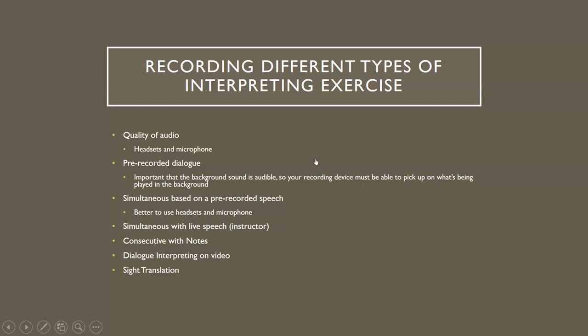You might have a simultaneous interpreting assignment based on a pre-recorded speech. We really encourage people to use headsets and microphones for better quality simultaneous. It also helps you concentrate better and listen to the original speech better as well. You might have simultaneous with live speech from the instructor or classmates or other folks, consecutive with note-taking. Sometimes instructors will ask you to do dialogue interpreting on video, so you'll be asked to record a video of yourself playing the role of the interpreter, and then invite two people, either live or on a Zoom meeting, to play that particular scenario with you. And also you will have sight translation exercises that also need to be recorded.